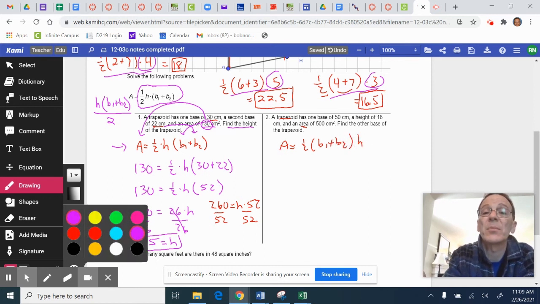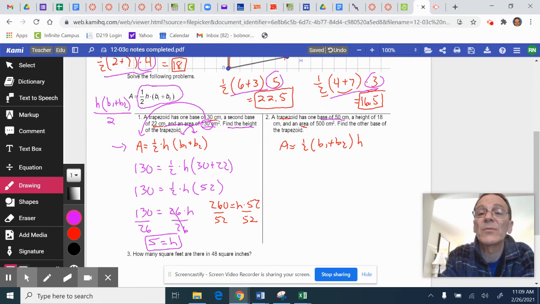Where do things get plugged in? One base of 50. Which base does that go in for? Do we have the other base? Oh, no, we don't. We got to find the other base. So we've only been given one and we got to find the other. So which one of the bases is this 50? Again, if you've been paying attention, it doesn't matter which one is the 50. Put the 50 in for the B1, put it in for the B2. It doesn't matter. The other base will be the variable that we're solving for.